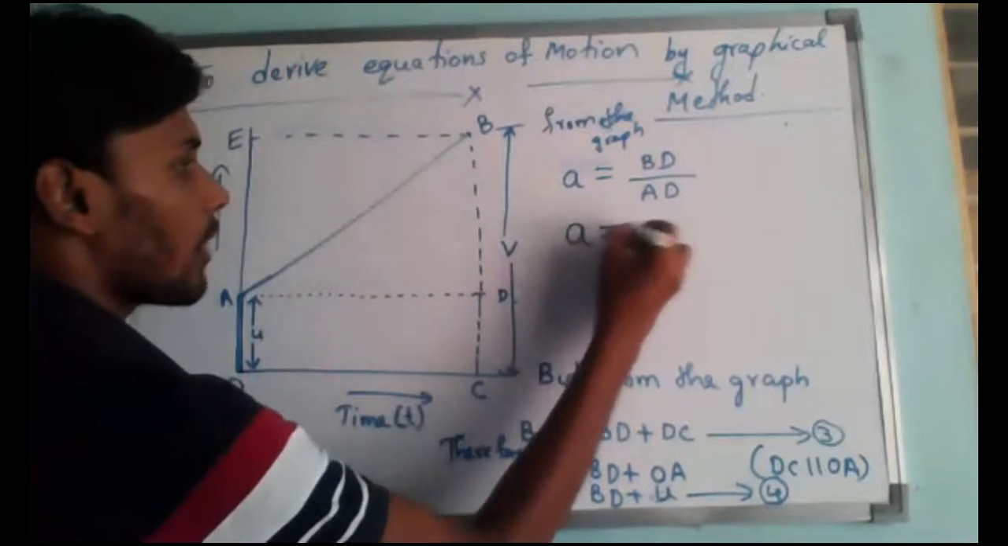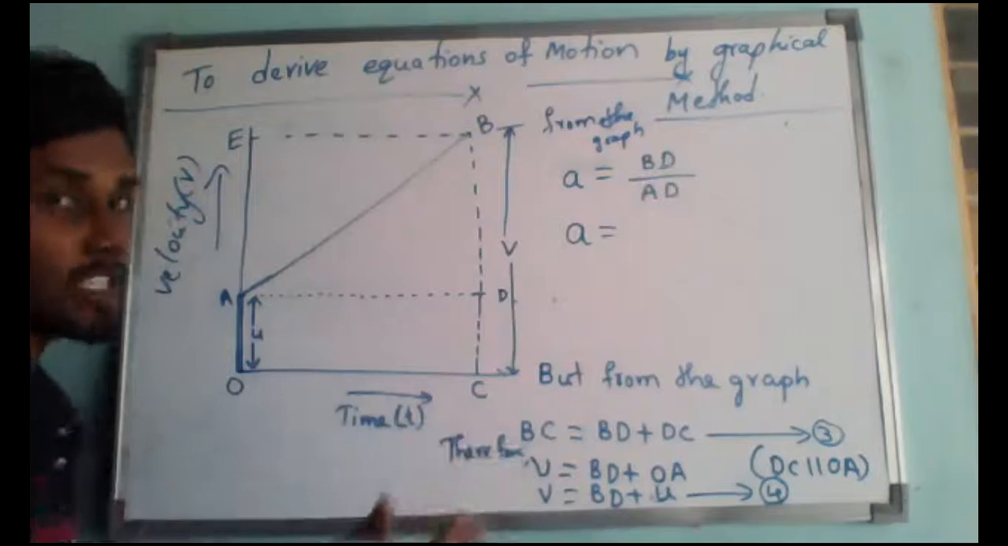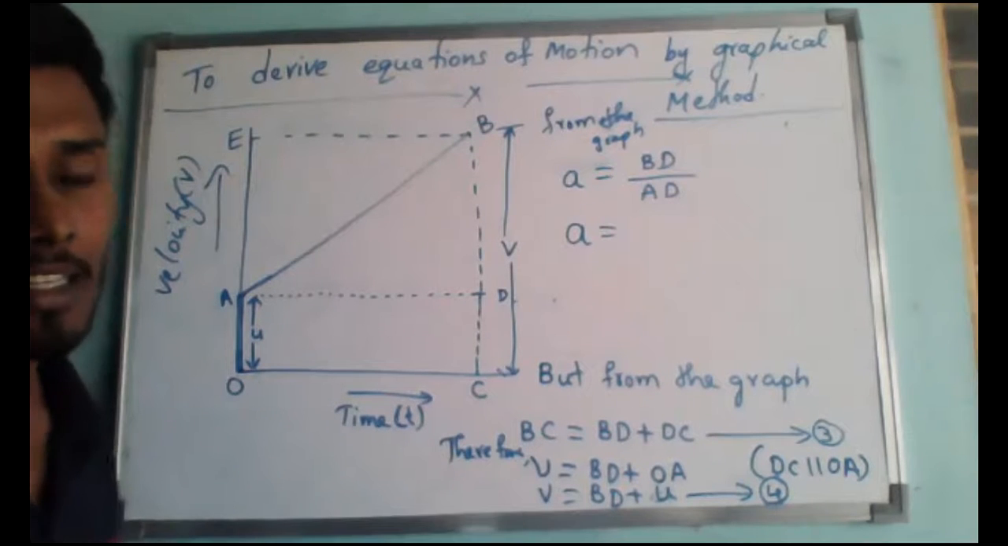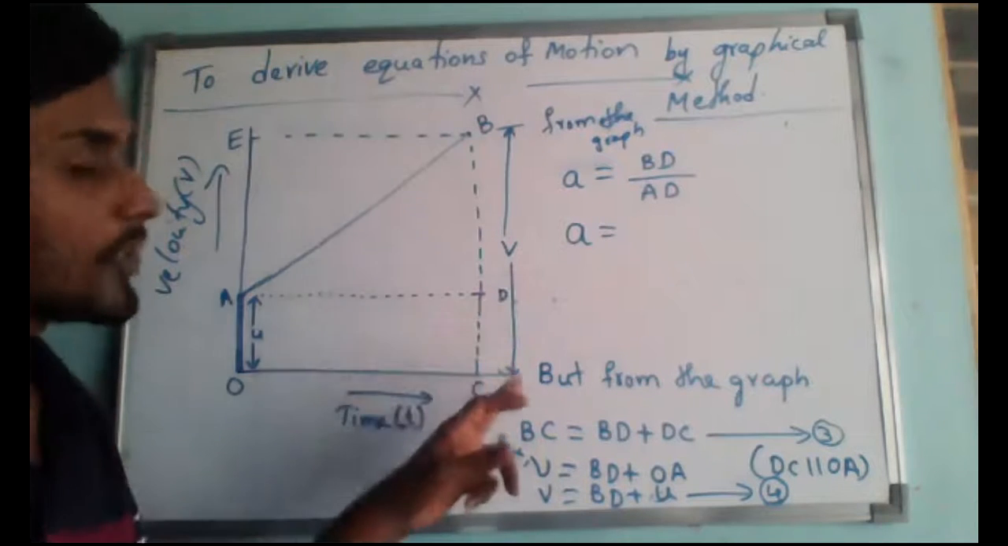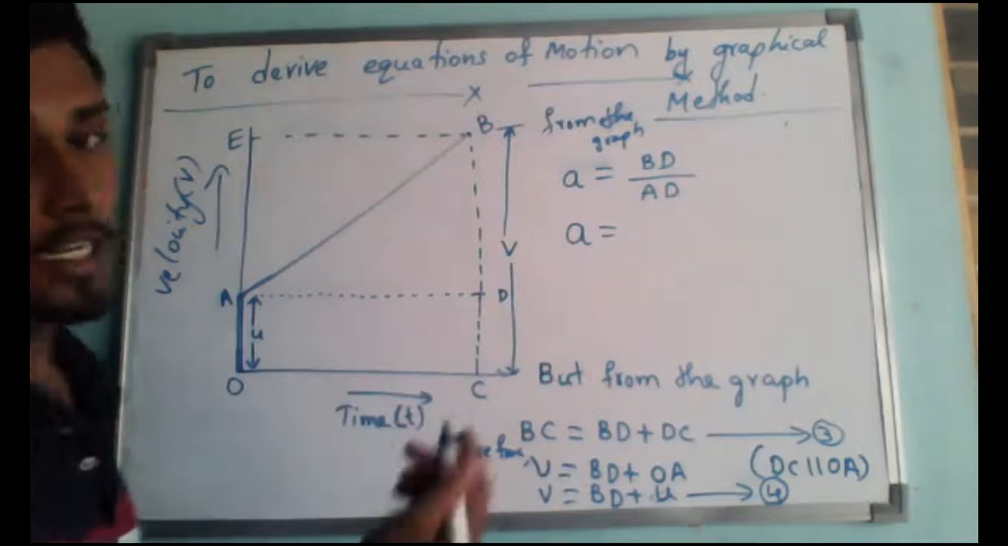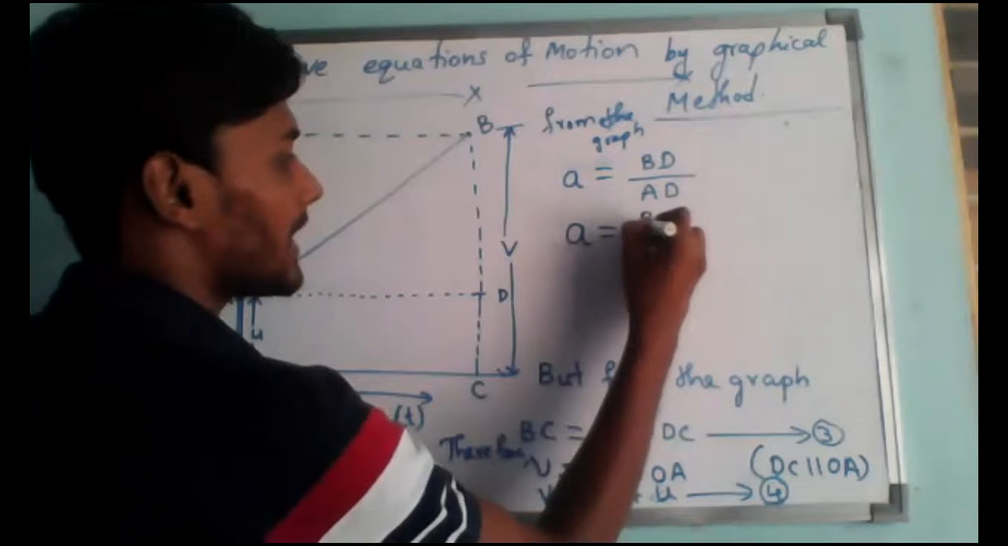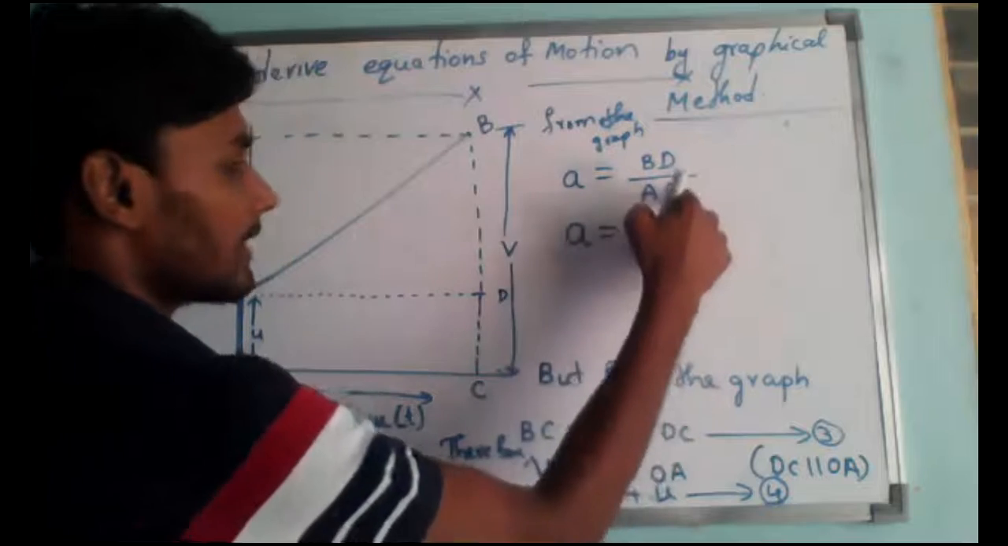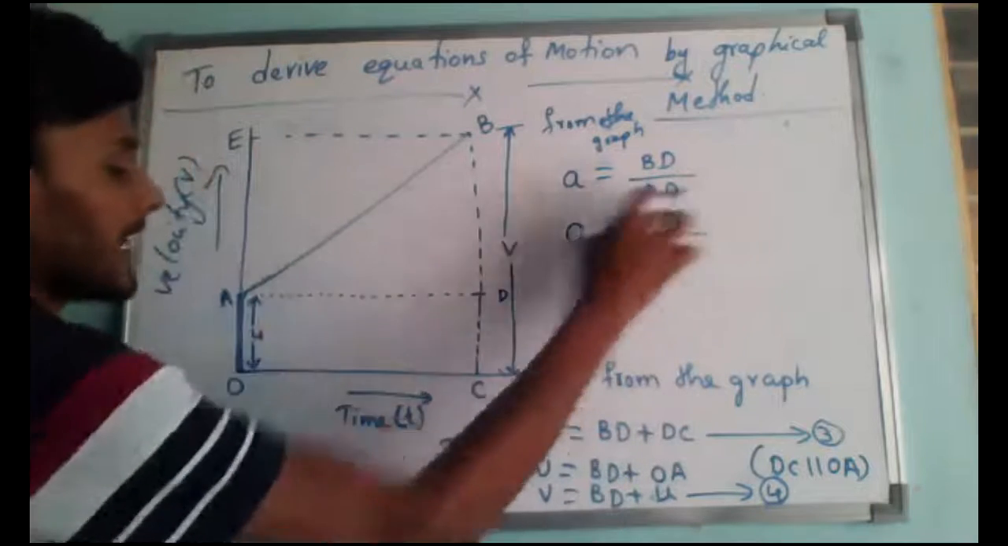Acceleration is equal to BD; we want BD, not BC. BC is the final velocity, yes or no? BC means final velocity. But BD we don't know. Since we want BD only, I will write BD. So BD divided by AD. AD means what?